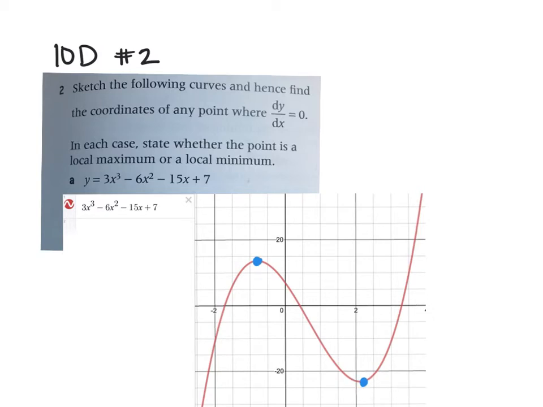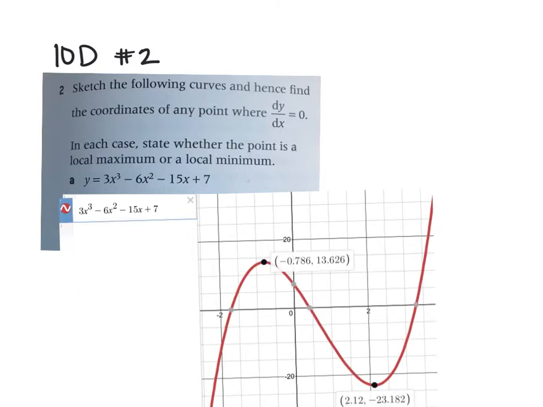The other thing you can do is calculate the derivative and set it equal to 0. So in this case, dy/dx is 9x squared minus 12x minus 15, and then set that equal to 0. But you don't have to do that for this problem. It's just saying identify where the derivative is equal to 0, which is here and here, and then find the coordinates. You can guesstimate them, or you could make Desmos tell you what they are.